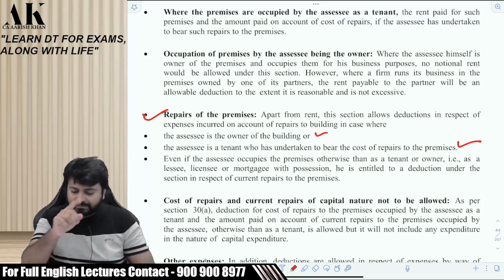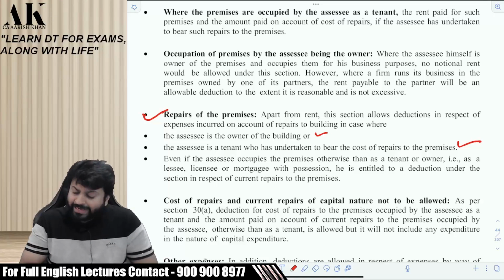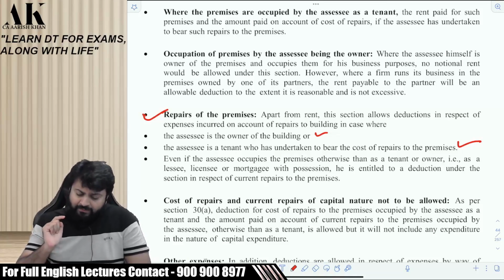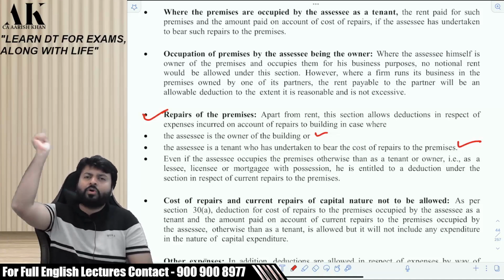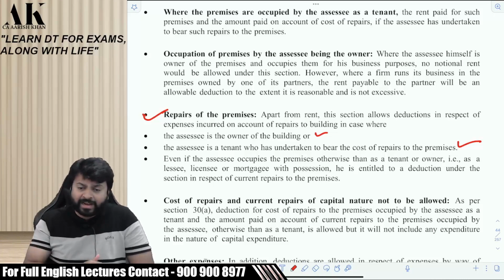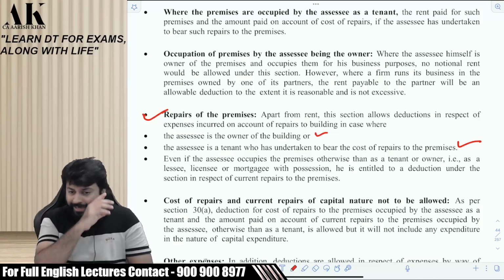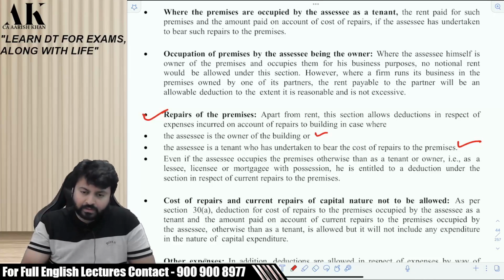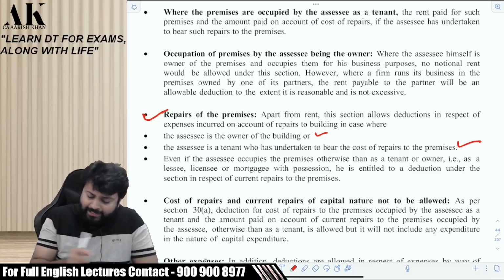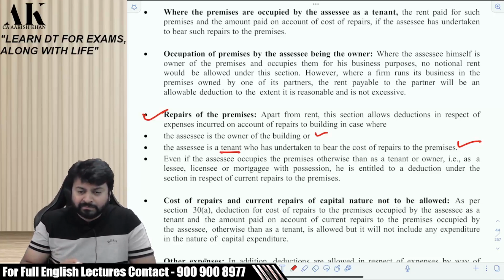Let's read it together. Apart from rent, this section also allows deduction in respect of expenses incurred on account of repairs to the building, in case where the assessee is the owner of the building. If I am the owner of the building, I can repair my building definitely, right? And I can claim that as a deduction. Okay? Second, where the assessee is a tenant, not an owner. I am a tenant. Then also I can repair, right?